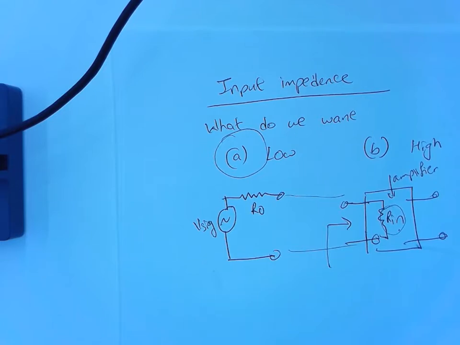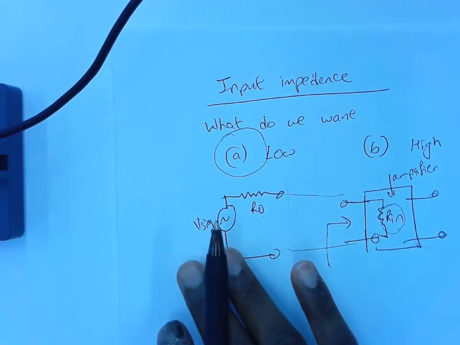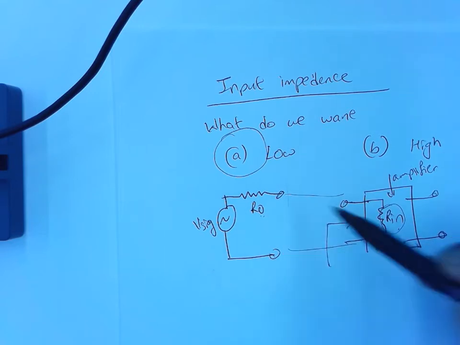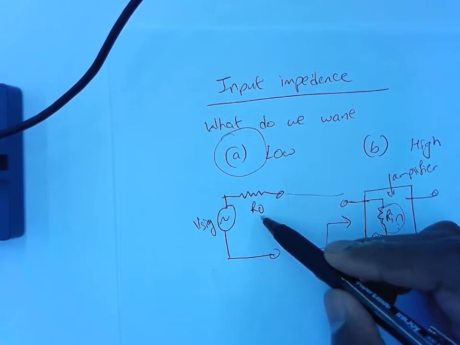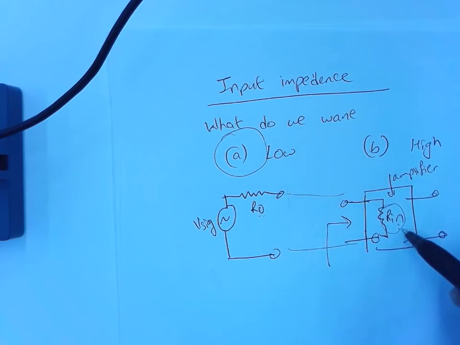Okay, so if this is a voltage source, my signal source, you want RO to be low or high? Low. Okay, but I'm talking about Rin. Yeah, we want that to be high. Why? I agree with you that RO should be low, ideally, but I'm talking about this Rin, and you guys said that should be high. Why?